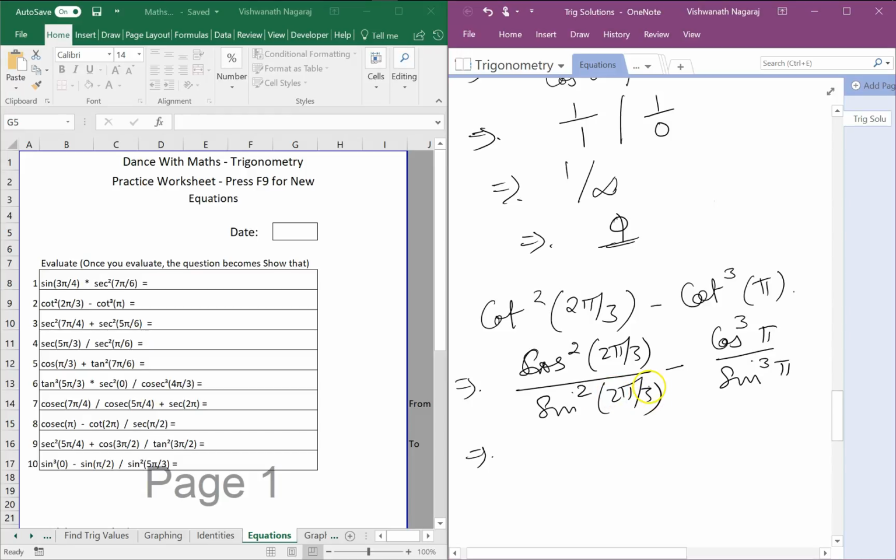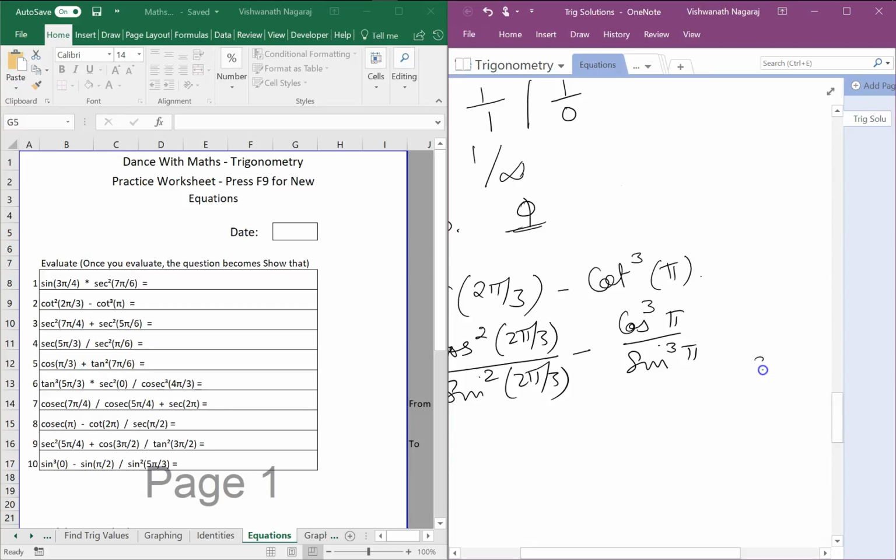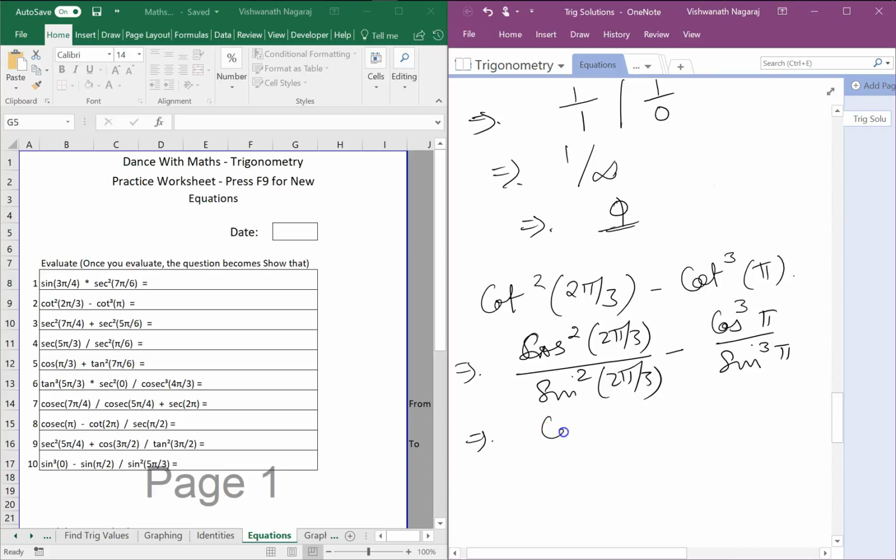let's still do it from left to right. Now 2 pi by 3 is what? 2 pi by 3 into 180 by pi, 120. Okay, so cos square 120 by sine square 120 minus cos cube pi. Cos cube pi is 180 by sine cube 180.